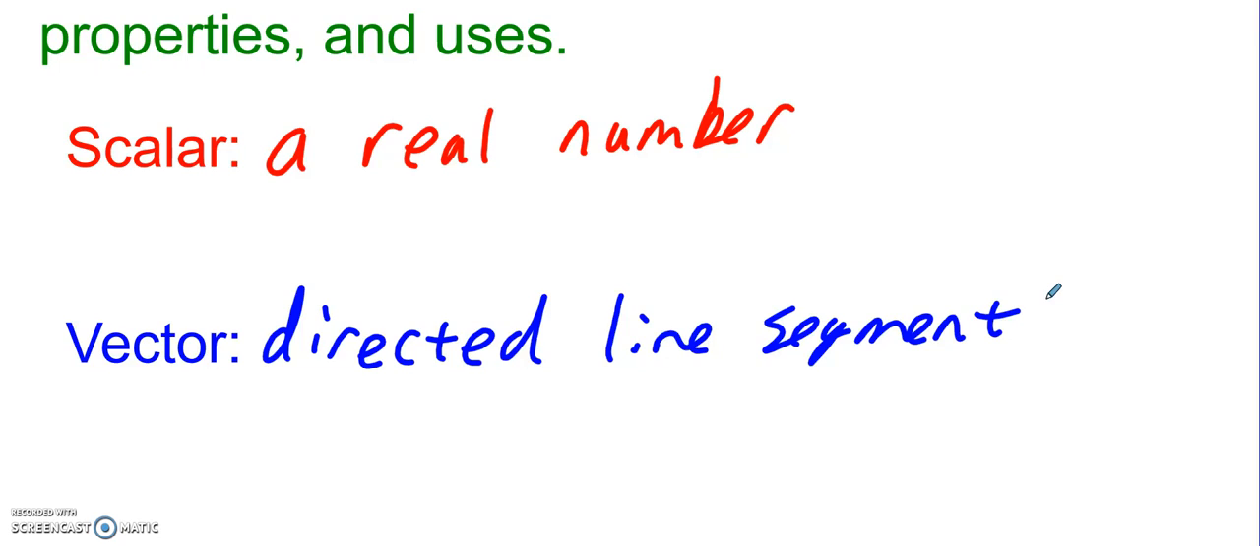Directed line segment, that's what a vector is. So just like with derivatives, we have to think about what is the application of a derivative. A derivative is the slope of a tangent line to a function anywhere on the function. What is a vector? A vector is a directed line segment. That means it has direction to it, but it also means it's a segment. Excellent. Moving on.